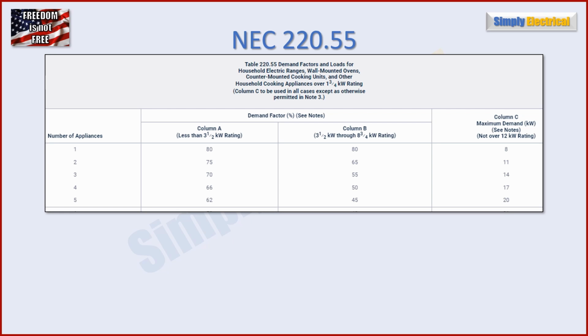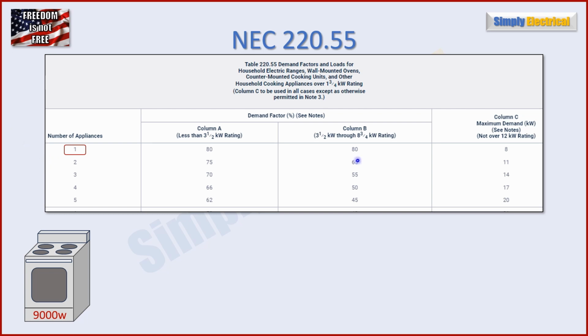Okay, let's start with one range at 9,000 watts. If we plug it into the table, we have one range, and we must use column C because it's over 8 3/4 kW, but under 12. So we would have a value of 8 kW, also known as 8,000 watts.